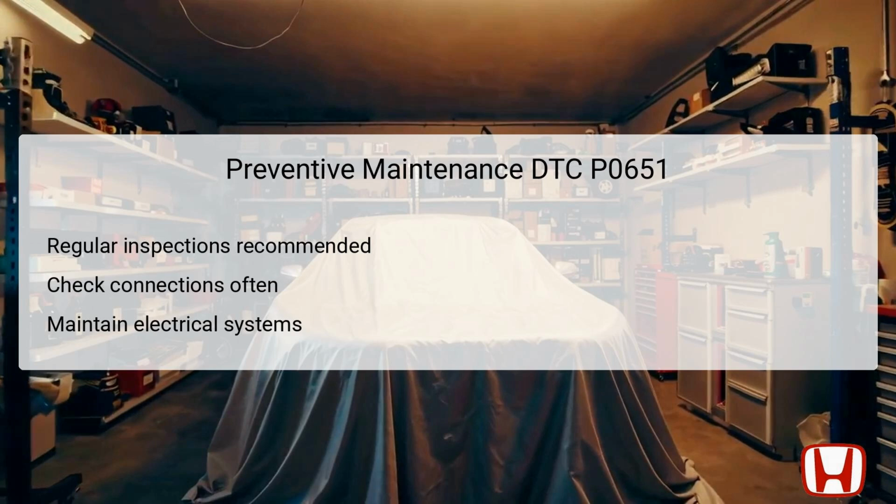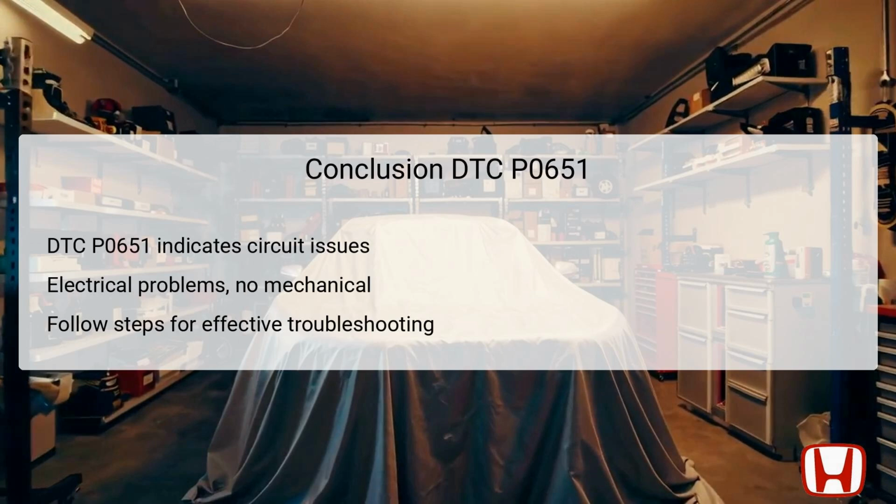It's also beneficial to stay updated with the latest technical service bulletins related to your vehicle's updates. This proactive approach can minimize issues related to the sensor reference voltage circuit and prolong the life of your Honda Accord. In summary, DTC P0651 highlights a malfunction within the sensor reference voltage 2 circuit, primarily due to electrical issues.